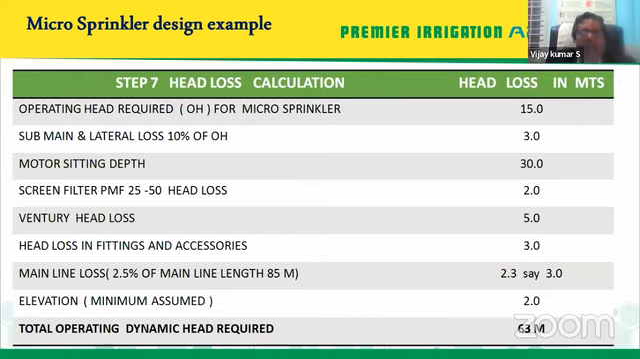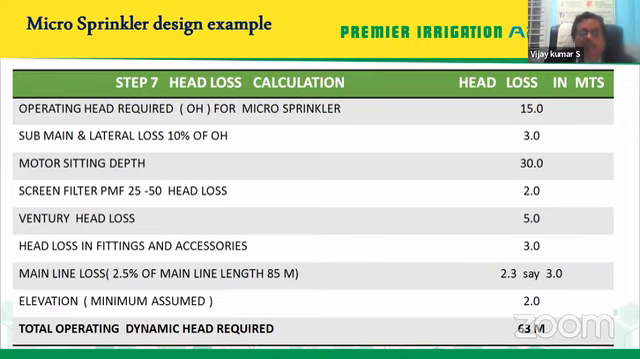Now we will have to check whether the existing pump over there is capable of delivering the water with the desired uniformity. So for that, we need to calculate what is called the total dynamic head or the head loss. For that, the first head that we have to consider is the operating head for the micro sprinkler. Micro sprinkler requires, we have selected, 15 meters. Drip would have been 10 meters. Here I have selected 15 meters.